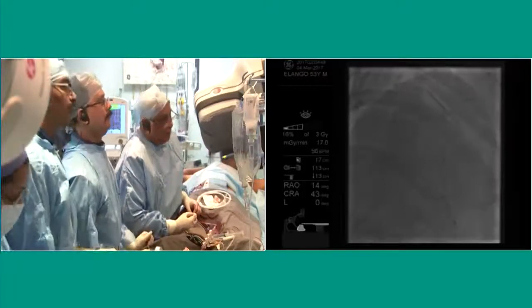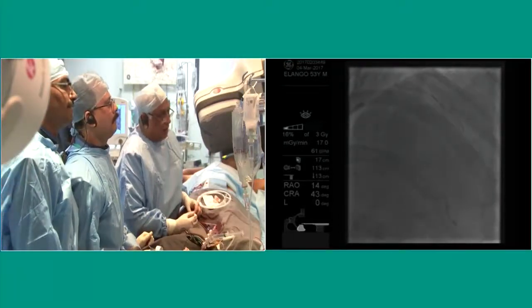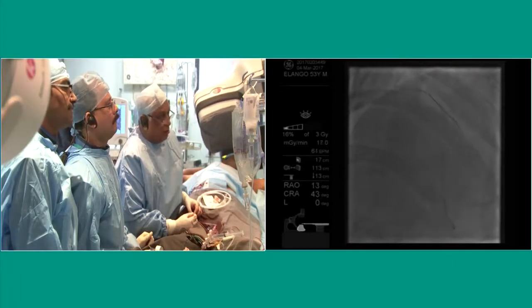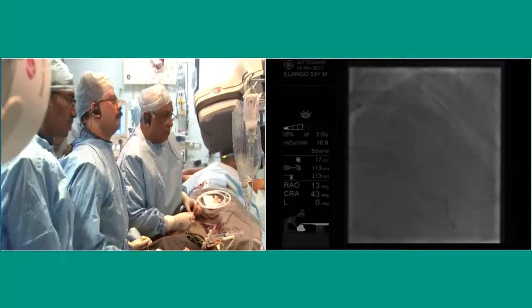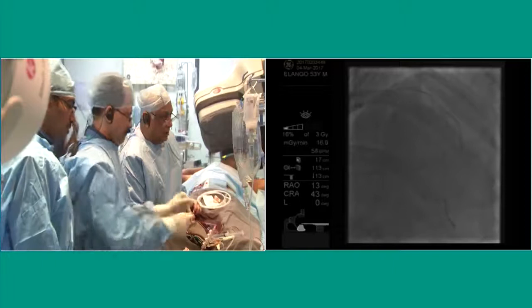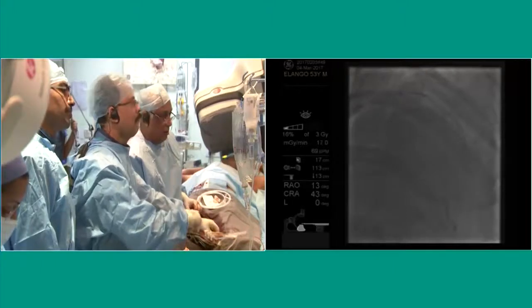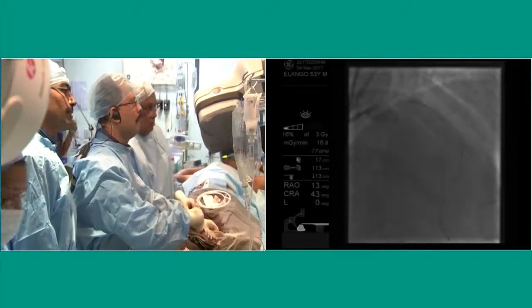The other option is whether I can take this wire into the LAD, track the stent into the LAD, pull back a little, and then rewire the diagonal. That is another option left to me. This is certainly not proving easy. Yeah, you certainly need low profile stents.